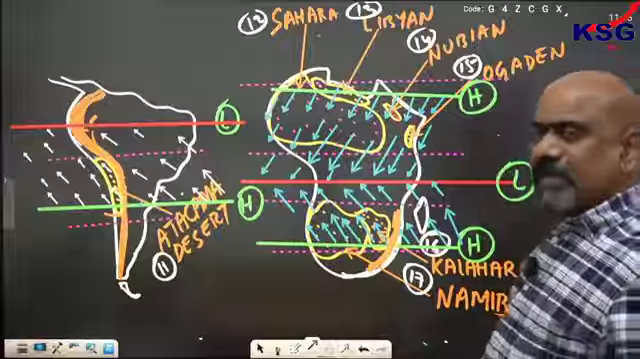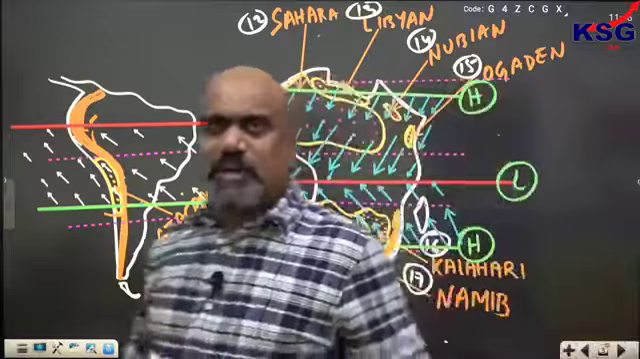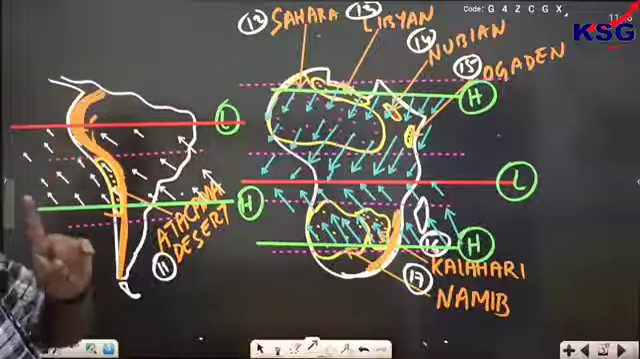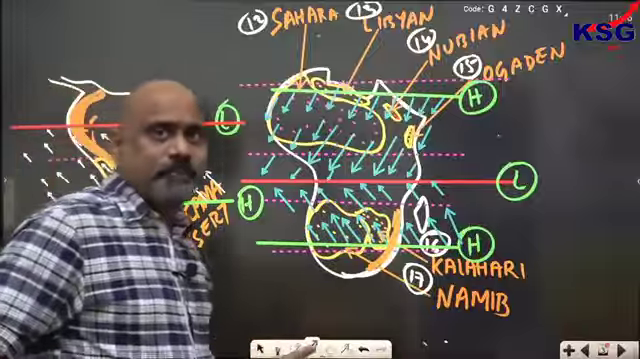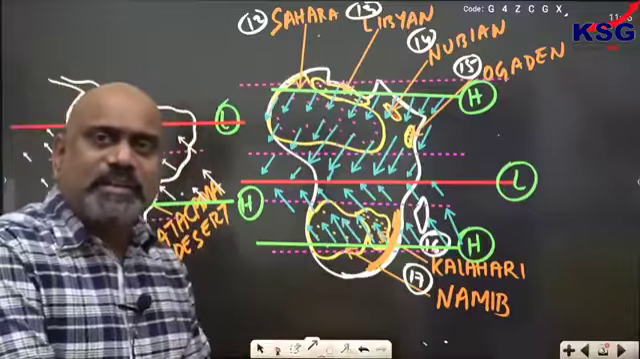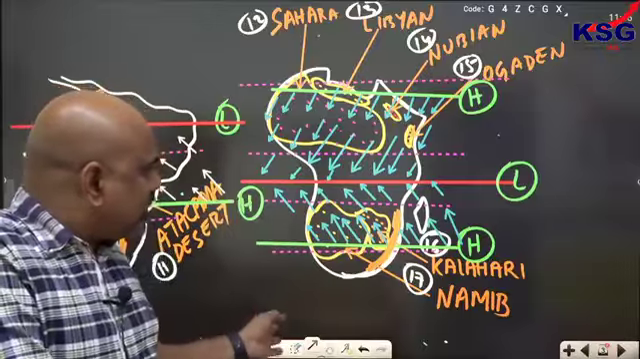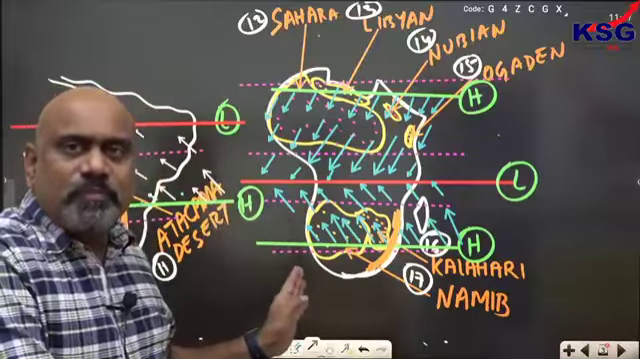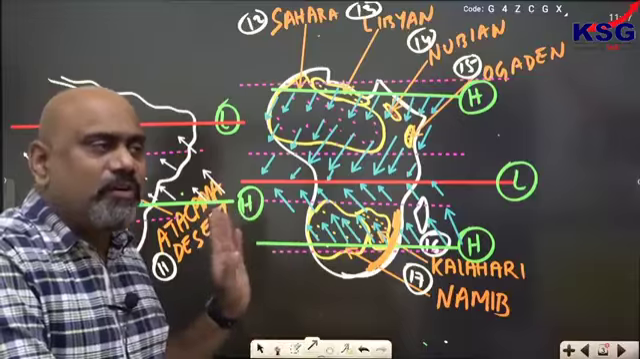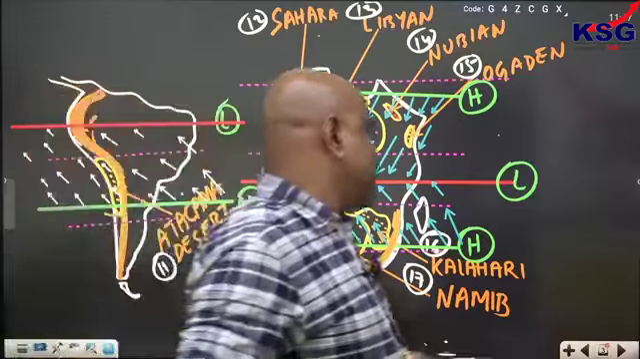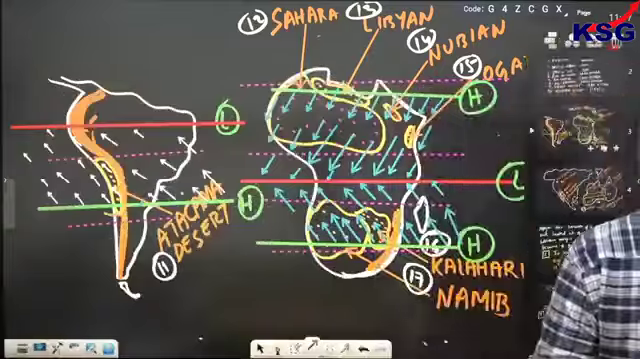Nubian and Ogaden deserts are formed on the eastern side because of some other causes. I'll come to that one, just wait. We have just said two factors. First factor I said is the presence of subtropical high pressure. Second factor I said is the impact of the tropical dry continental easterly wind. That is point two.